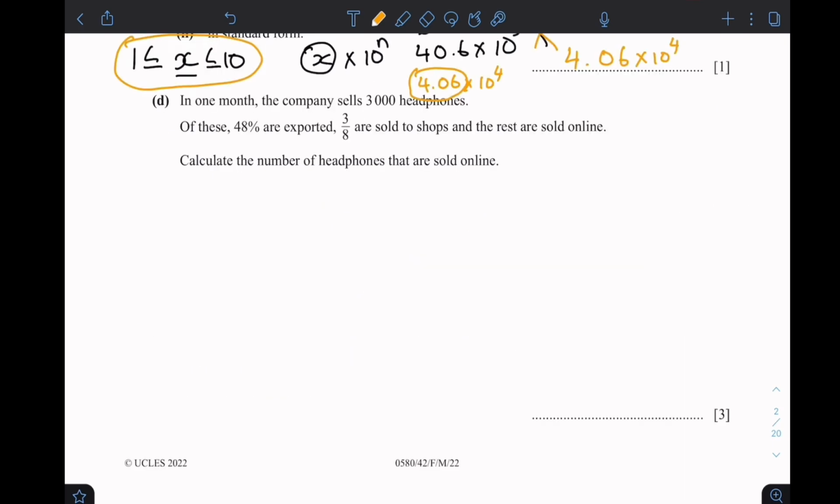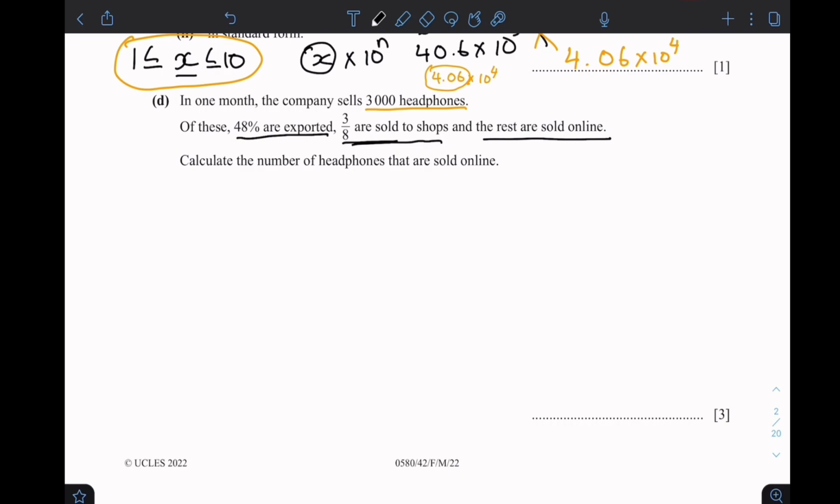Moving on to question D, sorry. In 1 month, the company sells 3,000 headphones. Out of these, 48% are exported, 3 upon 8 are sold to shops, and the rest are sold online. Calculate the number of headphones that are sold online.